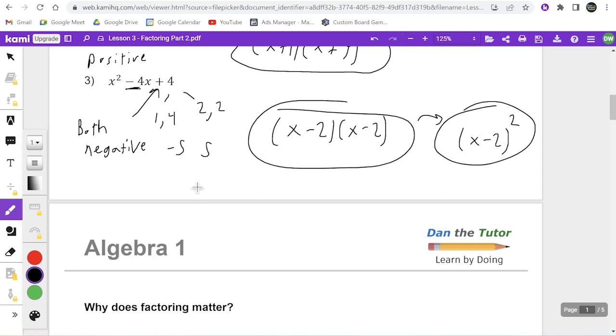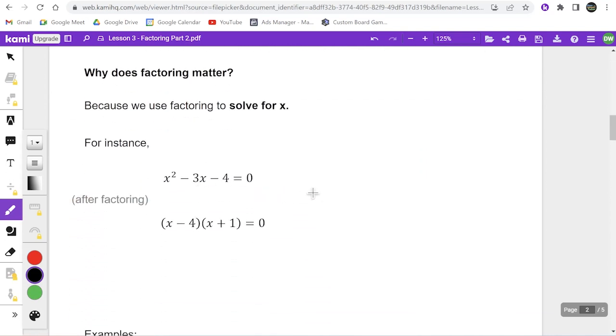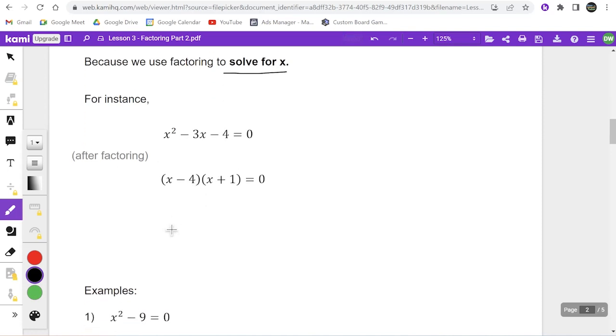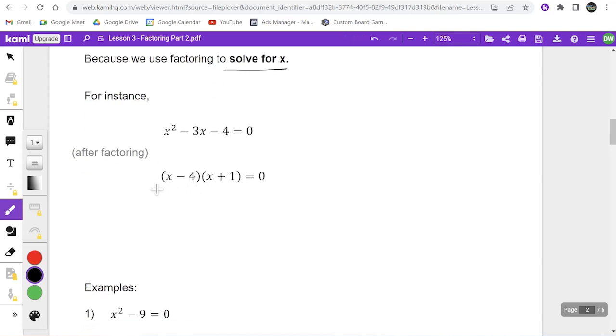So continuing on, we now want to talk about why does factoring matter? There's a bunch of reasons why, but the biggest reason why is because we are going to use this strategy to solve for x. Now let's look at this example. We have x squared minus 3x minus 4 equals 0. I'm so nice that I decided to factor it for us, and we got this. Now you'll see the one difference from this problem and the rest of the problems we've seen today, and ever with factoring, is that we're setting it equal to 0.